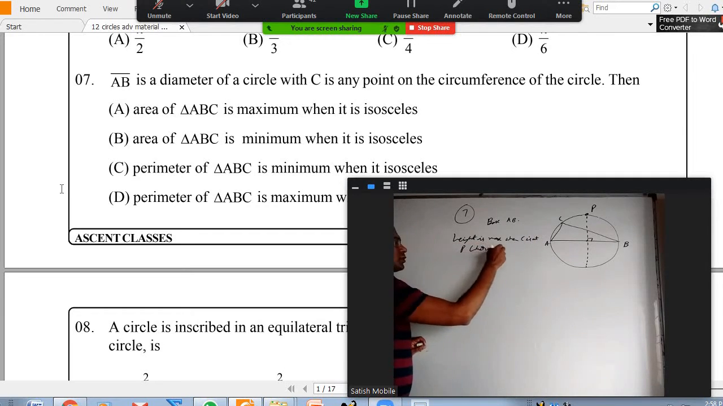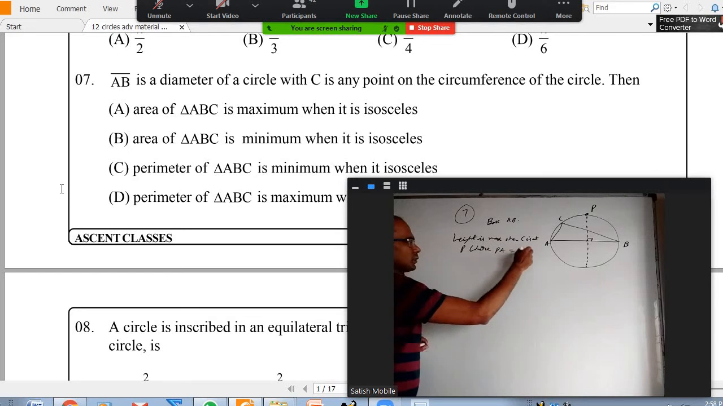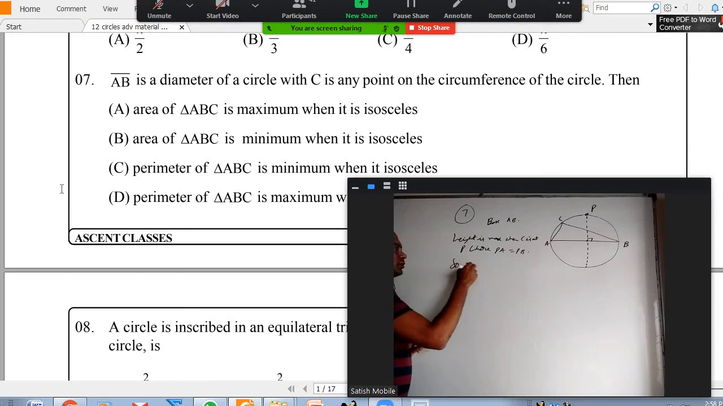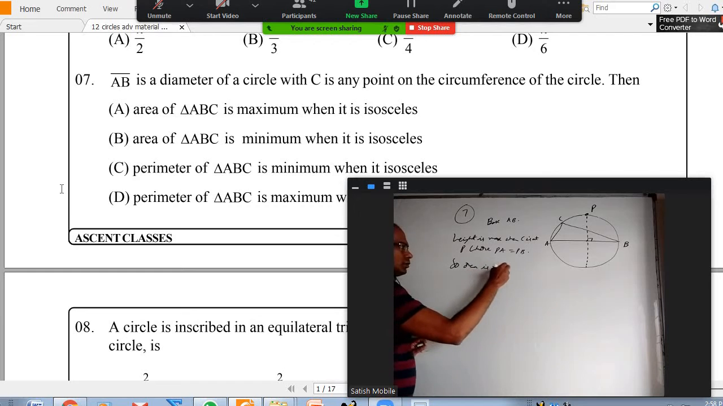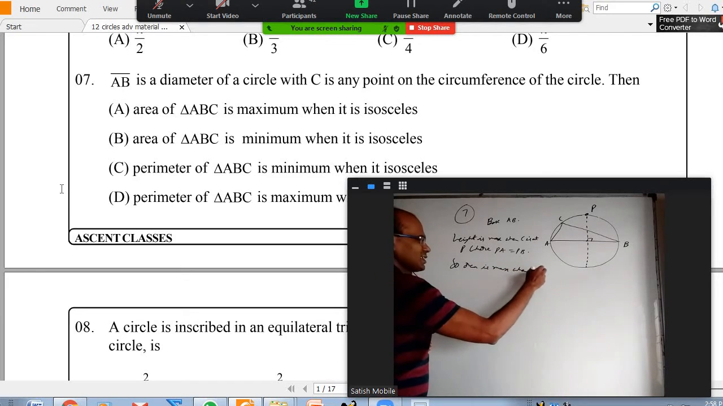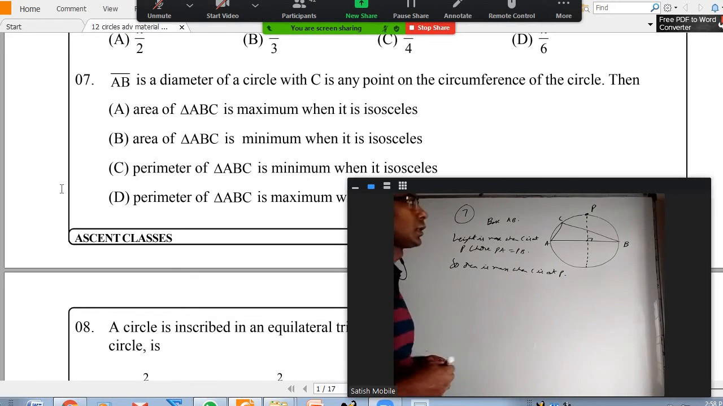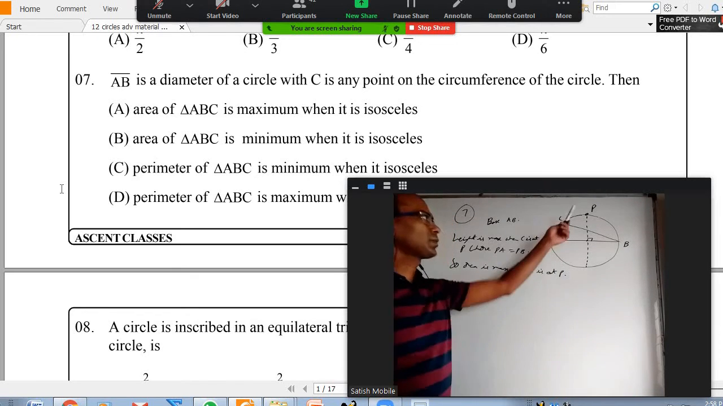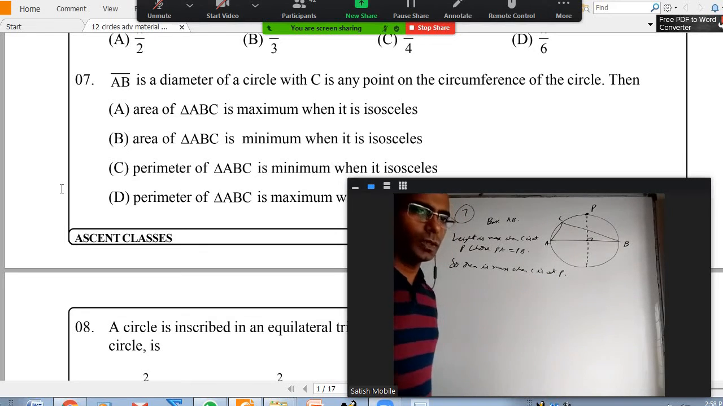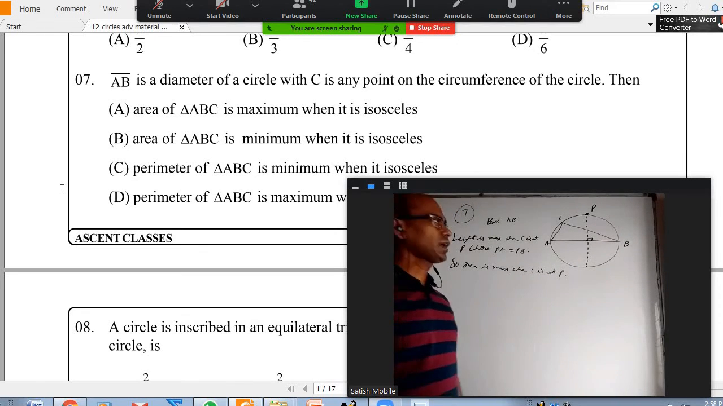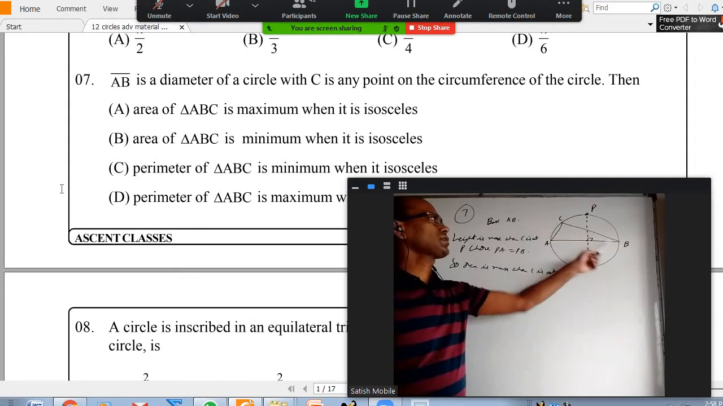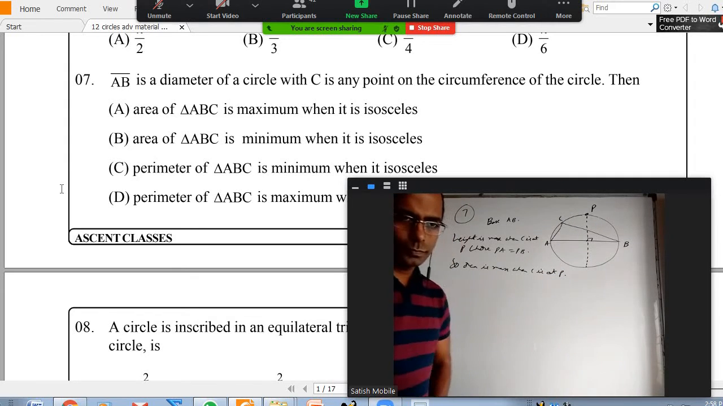where PA = PB. So area is maximum when C is at P. All right, quite simple, very easy. Height will be maximum, and the maximum height will be the radius. Anyone want to give an explanation why CA + CB is also maximum when it is at P?